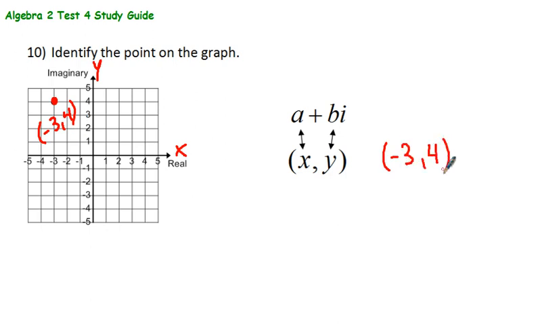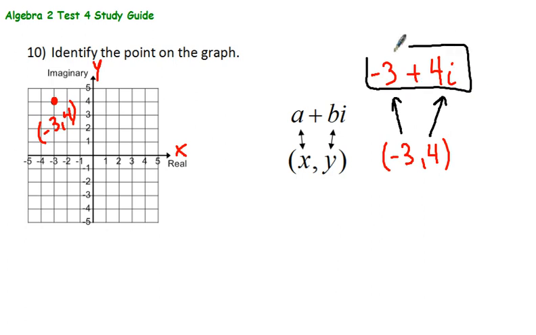The only difference here is that the x is like the real number, the a. The y is like the second number there, the b. So if I wanted to transfer that into complex form, I would write that as negative 3 plus 4i. Let me write that. Negative 3 plus 4i. And that would be my final answer there.